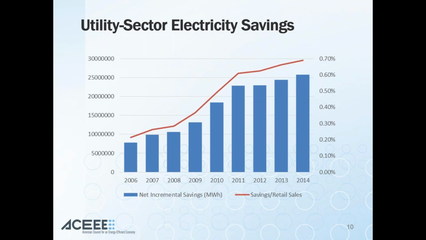Again, in terms of absolute megawatt hour savings, we're seeing California as the largest saver in the United States with about 4 million megawatt hours of electric savings that year.